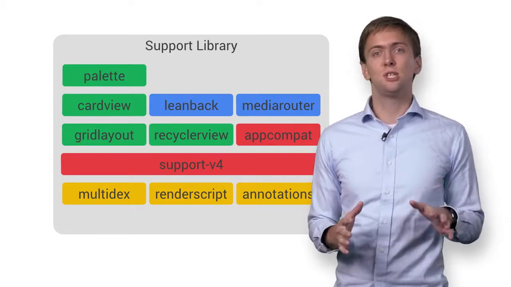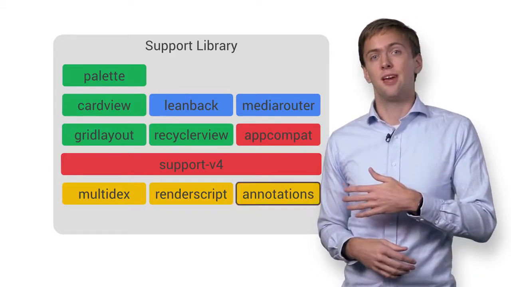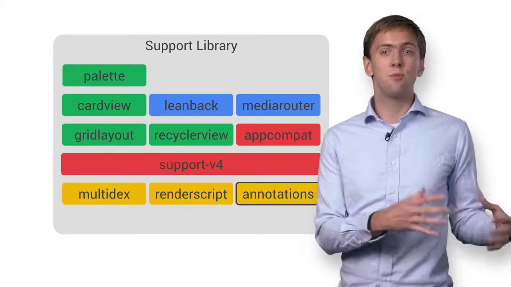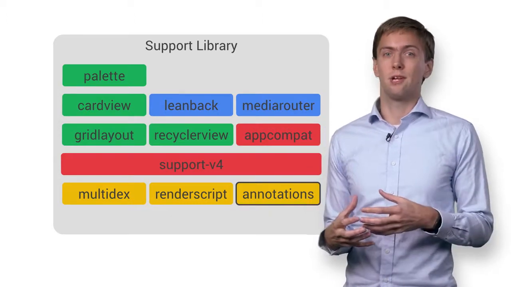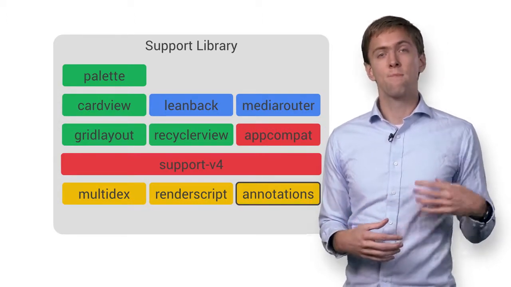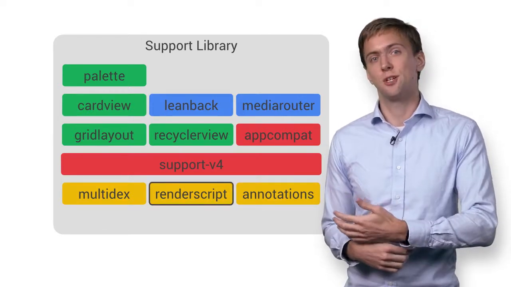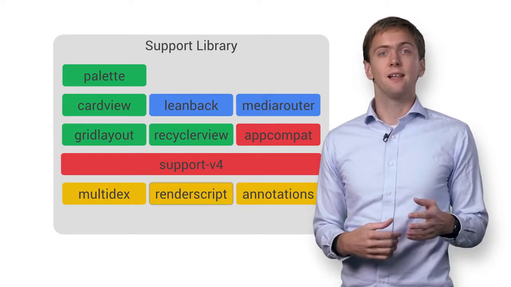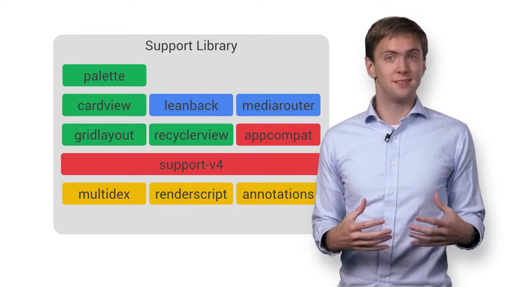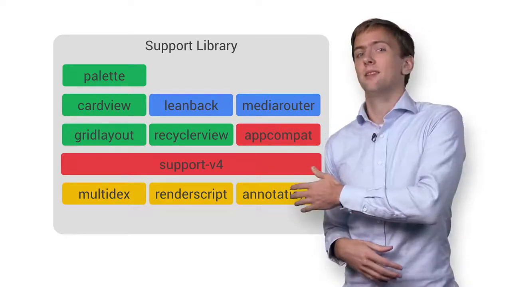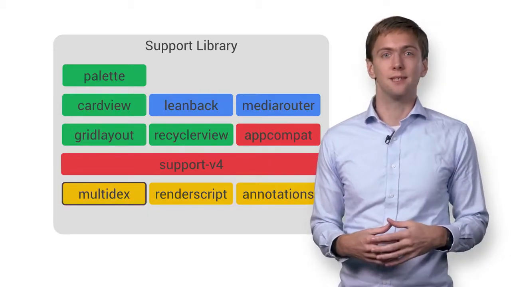But maybe pixel pushing isn't your thing. You can use annotations from the Annotations library to give extra hints to the compiler and catch even more errors at build time rather than your app misbehaving at runtime. Or you want to do some serious parallel processing. RenderScript is perfect for that. Finally, if your code should ever grow beyond the 65,000 method dex limit that exists on pre-Lollipop devices, the Multidex library can keep your app building.